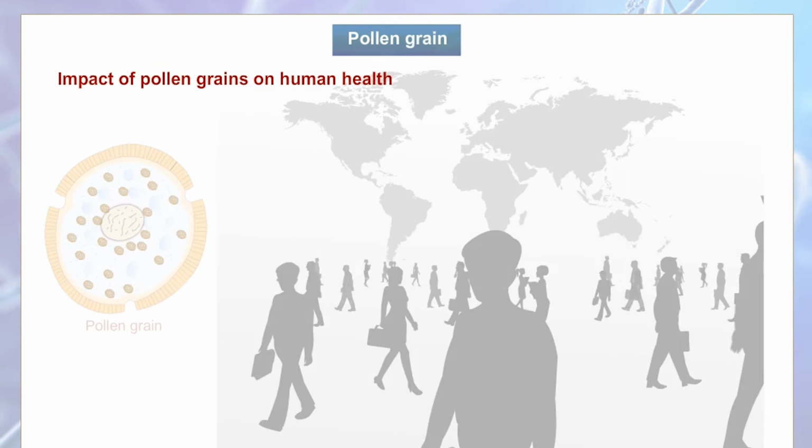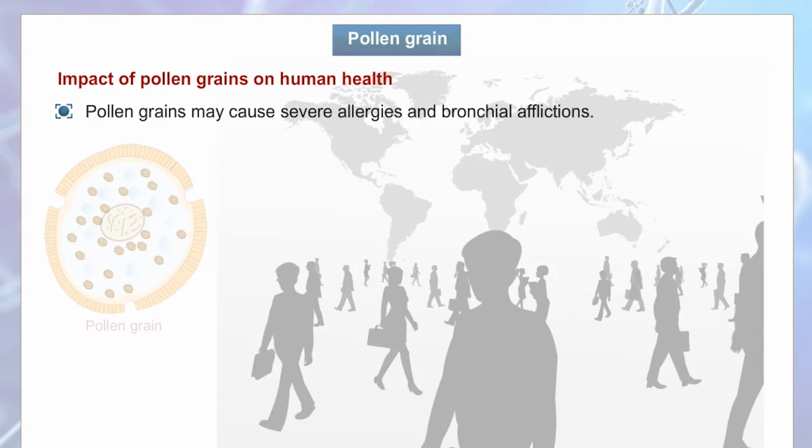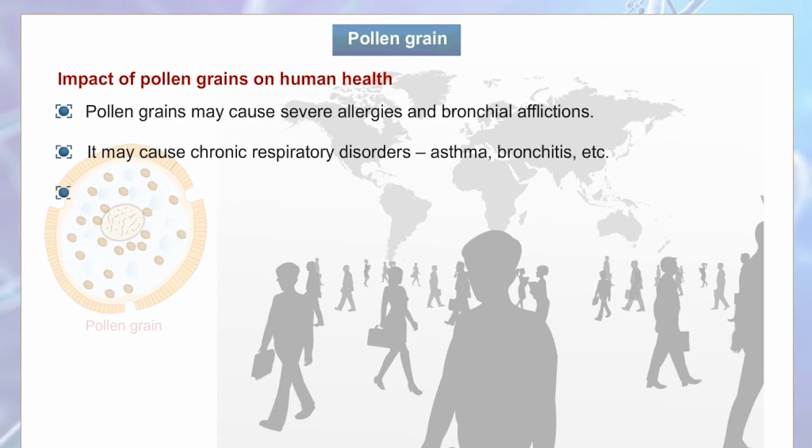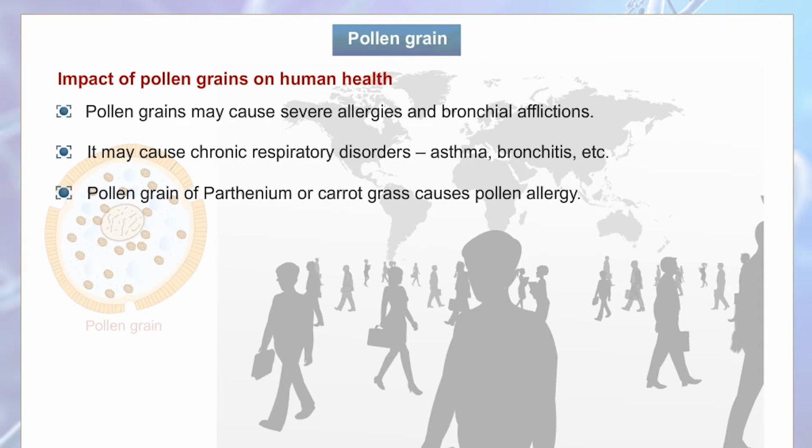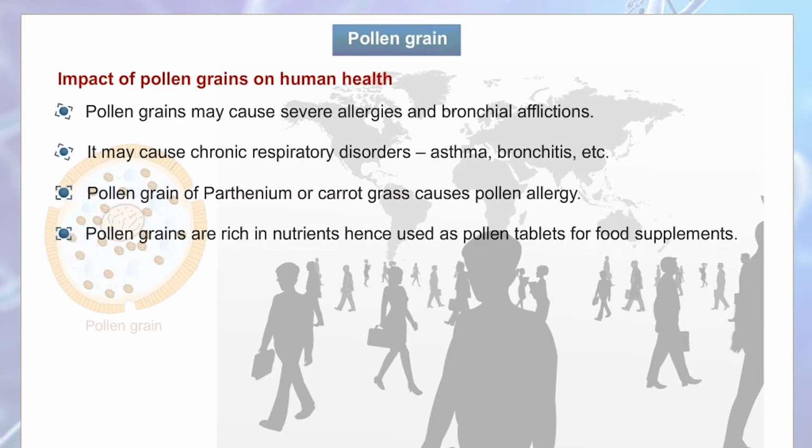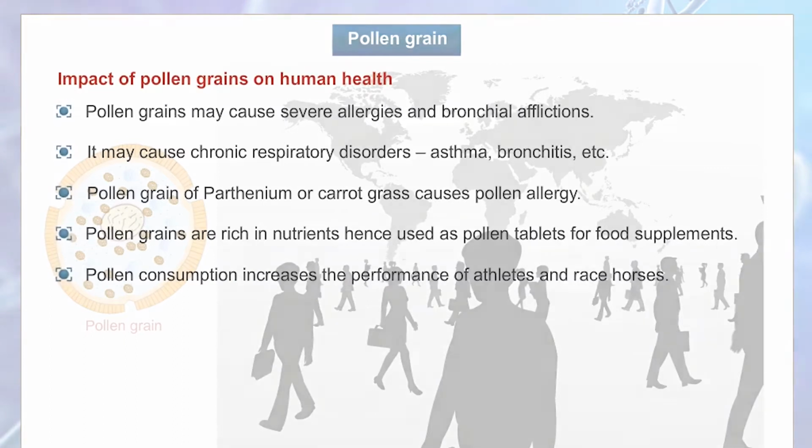Impact of pollen grains on human health. Pollen grains may cause severe allergies and bronchial afflictions. They may cause chronic respiratory disorders, asthma, bronchitis, etc. Pollen grain of Parthenium or carrot grass causes pollen allergy. Pollen grains are rich in nutrients, hence used as pollen tablets for food supplements. Pollen consumption increases the performance of athletes and race horses.